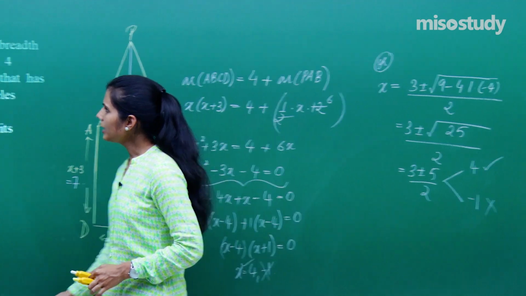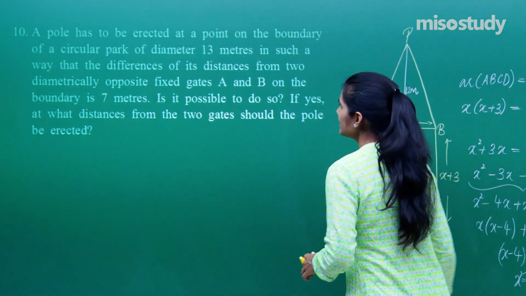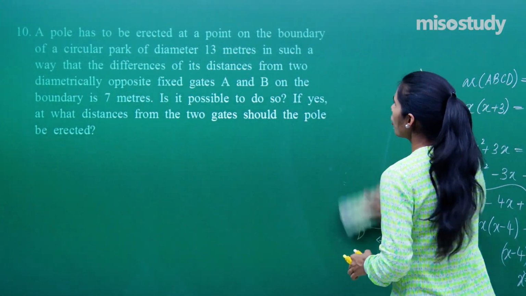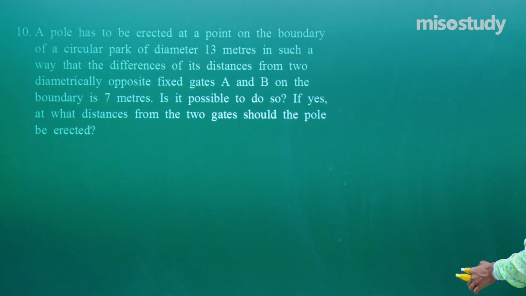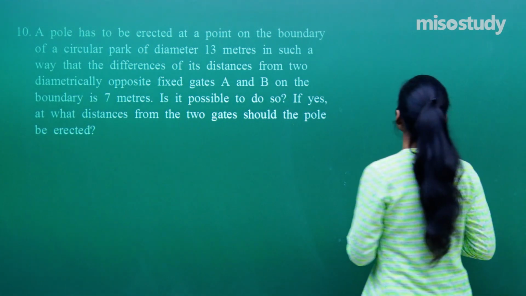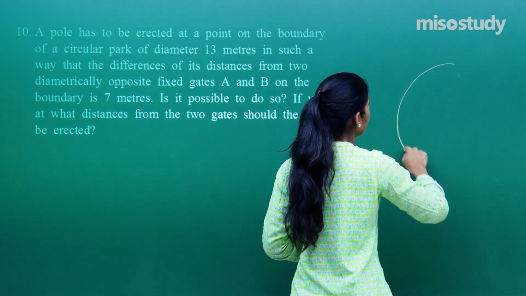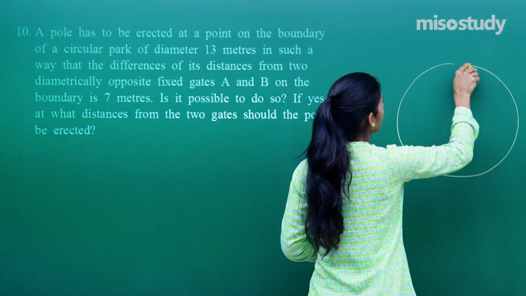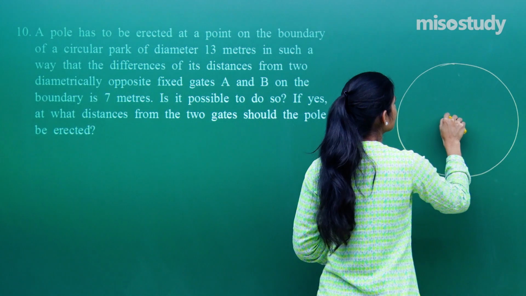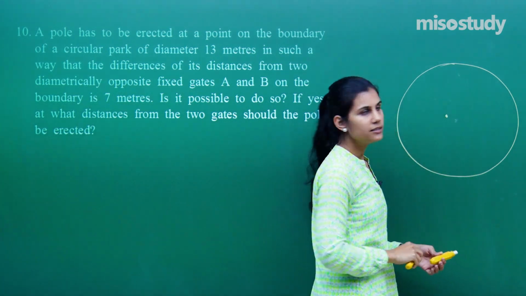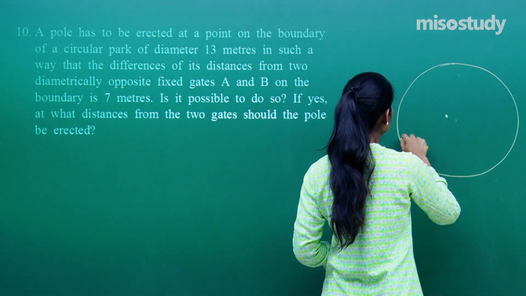Going to the next question, we have a pole is to be erected at a point on the boundary of a circular park. So there is a circular park. Let's try to see what situation the question is trying to put us into. So there is a circular park. The diameter of this circular park is 13 meters. Diameter is the longest chord.